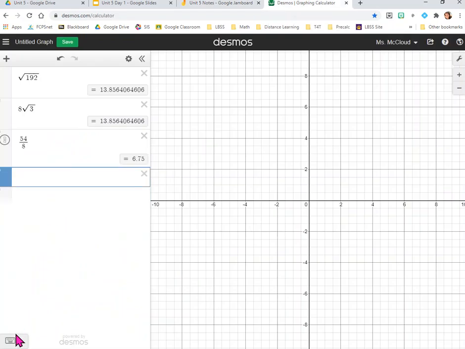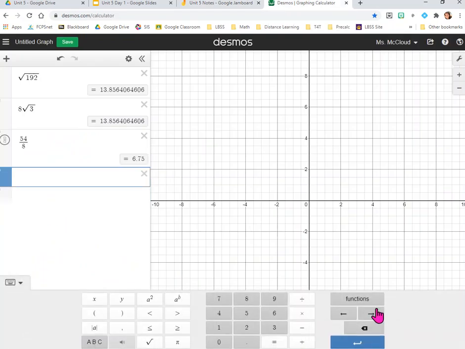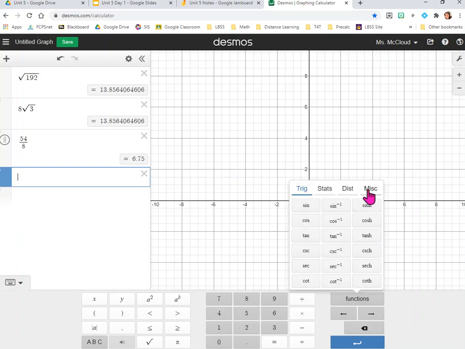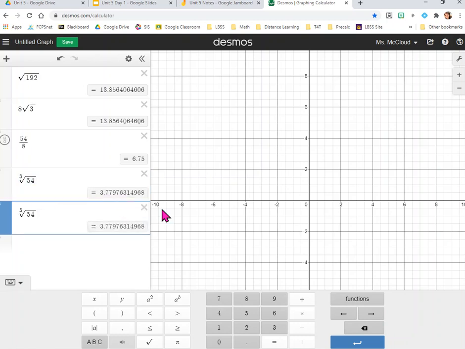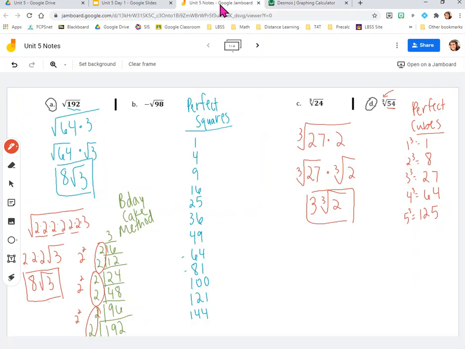You just need to use the special keyboard down here. You click functions and then miscellaneous to give you this little n root, and that allows you to type the 3. So we can type the cube root of 54. And then I can also type our answer. And there we go. We see those decimals are the same, so that means we simplified correctly. Great job.